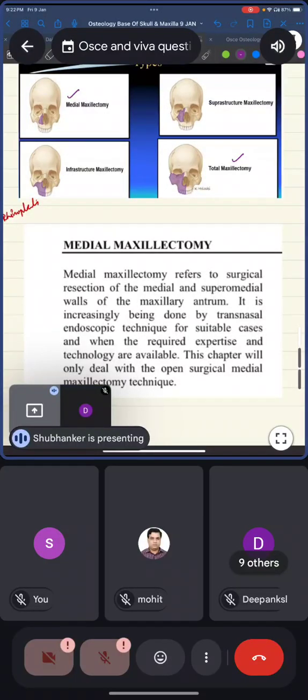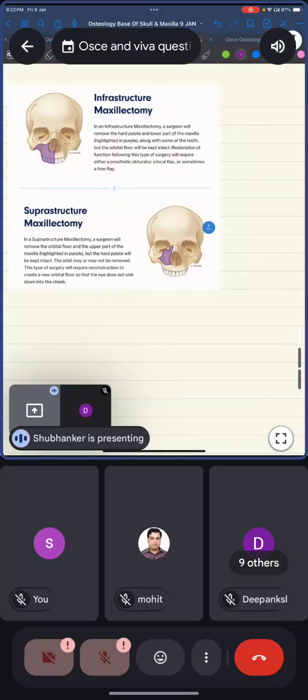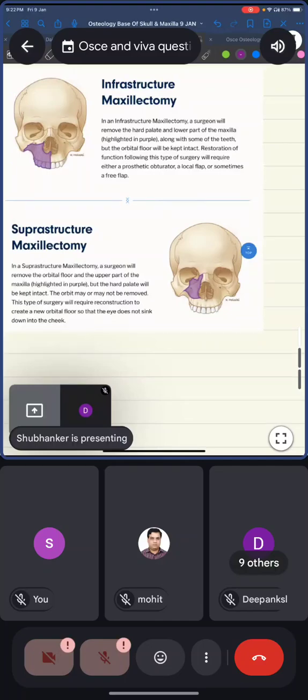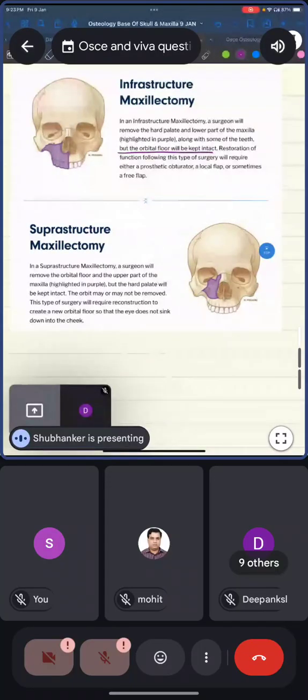What is medial maxillectomy? This is basically resection of the medial and the supramedial walls of the maxillary antrum. Okay, and we will read about the modification also, that is the Denker's, how we go about it. As of now, for the initial purpose, remember, this is how we remove it. This is another method, infrastructure and suprastructure. Okay. What is the difference? They might ask you what is the difference between infrastructure and suprastructure maxillectomy. Here the orbital floor is kept intact.